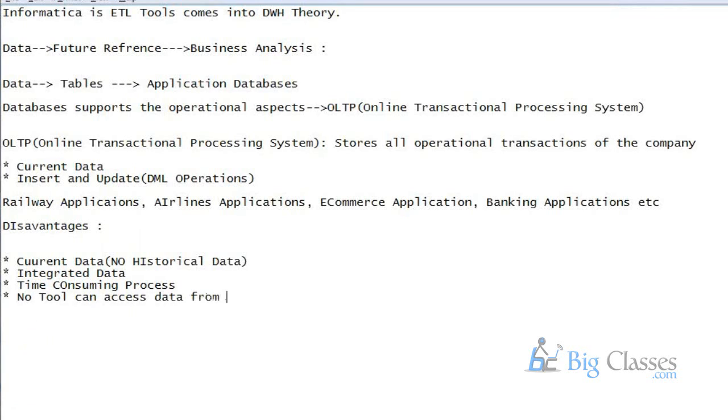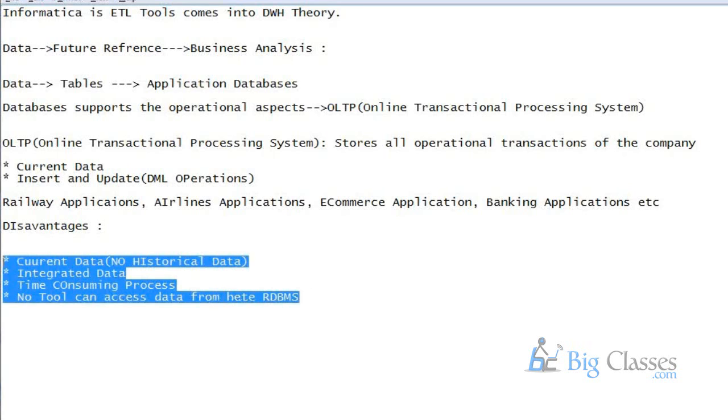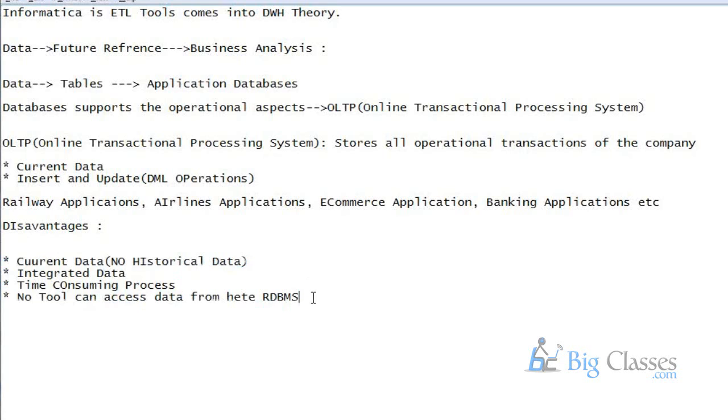So no tool can access data from multiple RDBMS or DBMS, right? Because of all these disadvantages, the OLTP systems are not useful for me in analyzing the business. They are not useful for me in analyzing the business.